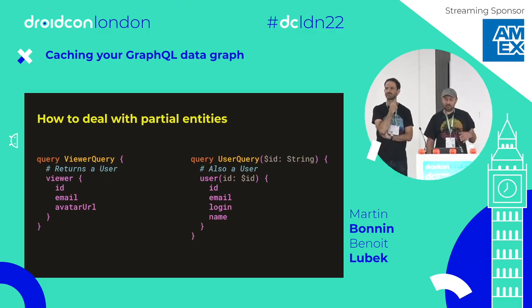But the thing is that that way of doing it doesn't really work well with GraphQL, because as we said before, in GraphQL, in the payloads you receive, you don't have all the fields. You only have the fields that you requested. That's what we mean here by partial entities. So in this example, we have two queries. They both return a user, but with different fields. So how would you do this mapping?